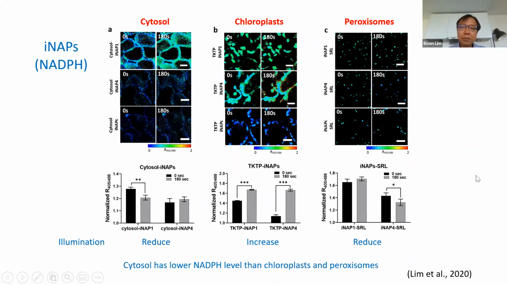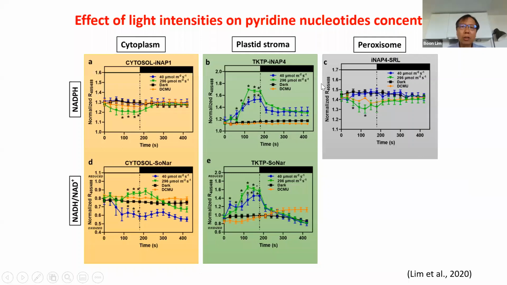So this is the chloroplast, this is the NADPH sensor. We can see that illumination can increase stromal NADPH, but when we turn off the light, it will drop. Illumination also increases the NADH-NAD ratio, but when we turn off the light, it will drop.